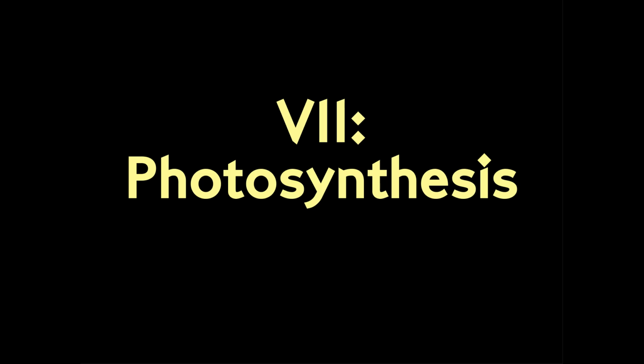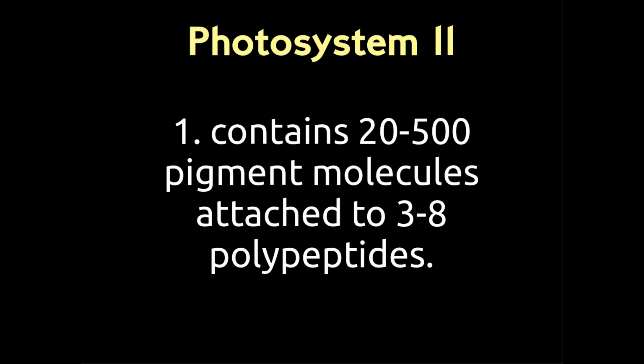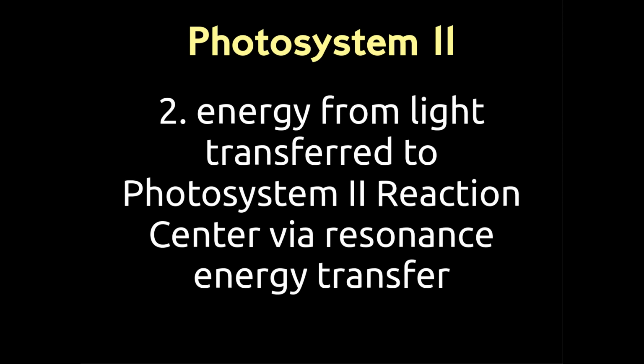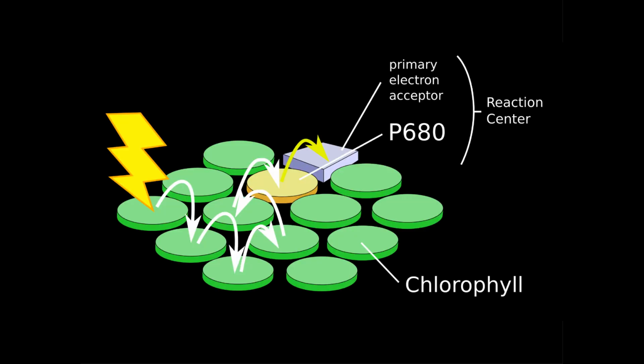Okay, now we're going to continue on with photosynthesis, picking up where we left off Monday. So again, on Monday, we kind of left off talking about photosystem 2 and the pigment molecules contained therein, between 200 and 500 chlorophyll pigment molecules. These are attached to 3 to 8 polypeptides. Now, the energy from light that is trapped or collected by these chlorophyll molecules is eventually transferred to the photosystem 2 reaction center via resonance energy transfer.